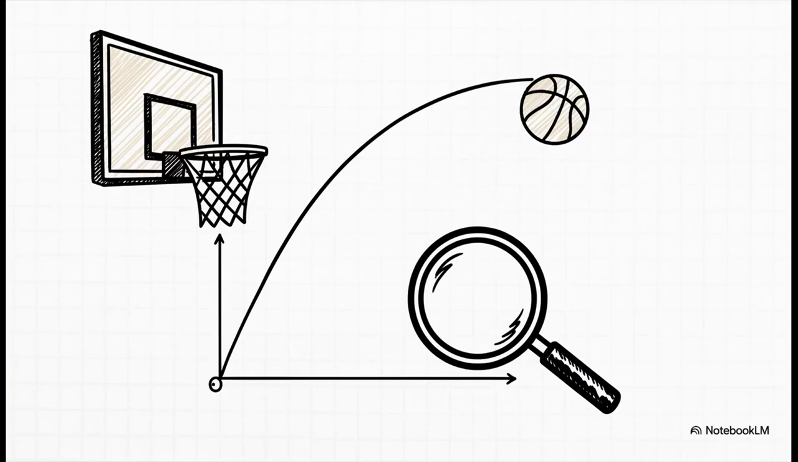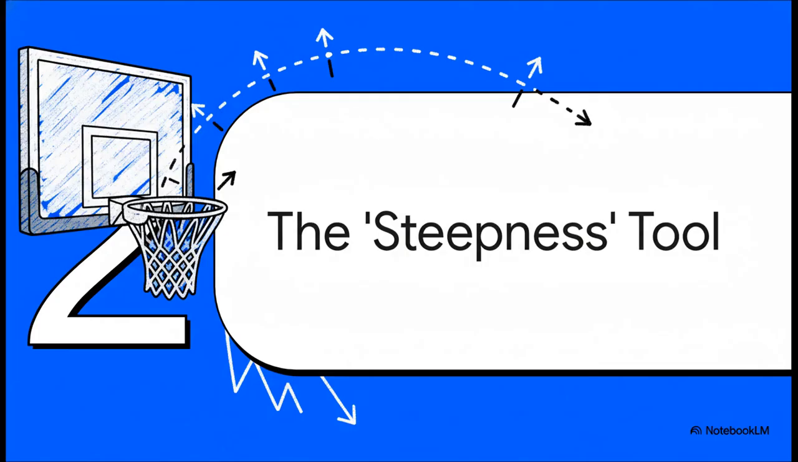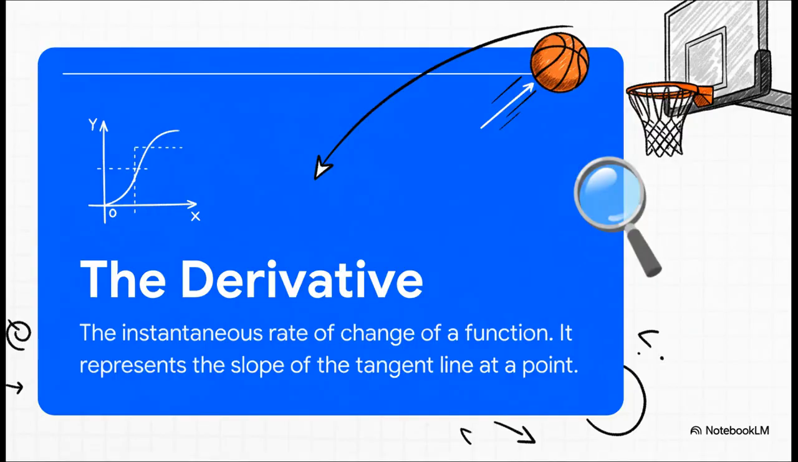You see, that arc isn't just some random shape. We can perfectly describe the ball's path using a mathematical function. And the toolkit we use to break that function down, to find its highest point, its speed, its direction at any given instant, well, that's the power of calculus. So how in the world do we do that? We start with a really fundamental tool, one that helps us understand the steepness of the ball's path at any single moment. And that tool is called the derivative.